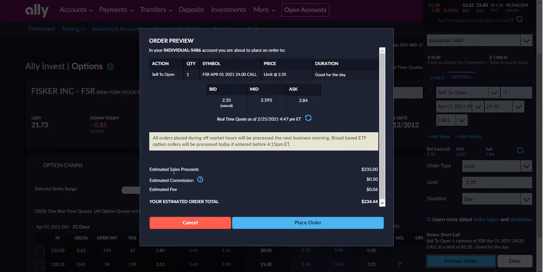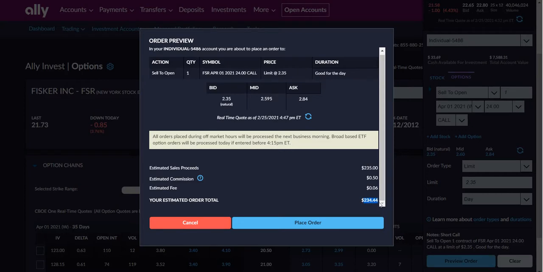When you do that, it will bring you here and it will say estimated sale proceeds 235, commission 50 cents, fee 6 cents, and the total amount you will see in your Ally account will be 234.44. Ally does charge 50 cents per contract for options. So if I was to do 5 of these, it'd be 50 cents times 5 as a commission fee, and so on and so forth. And because again, I'm doing this after hours, you see this little banner here that all orders placed during off market hours will be processed the next business morning.